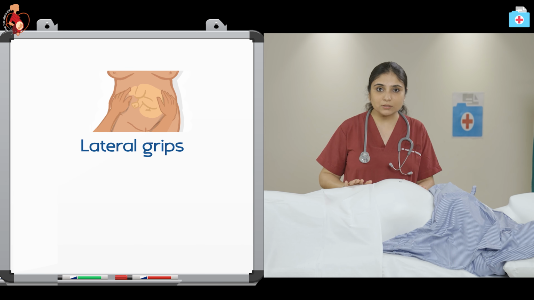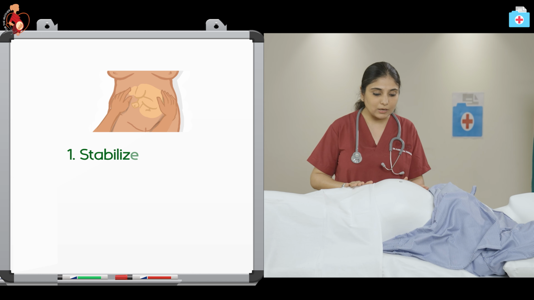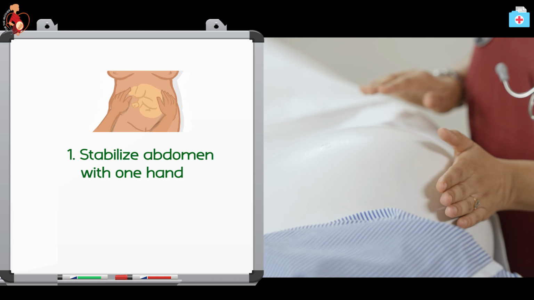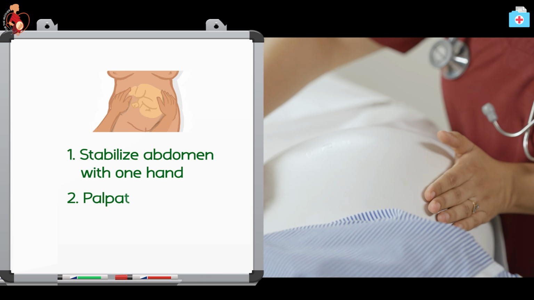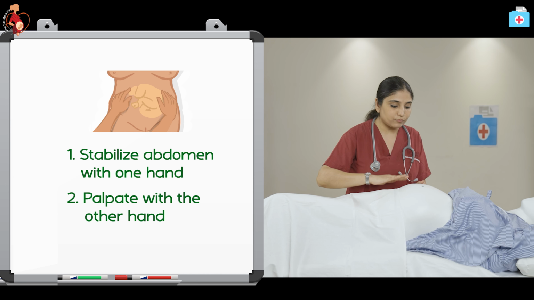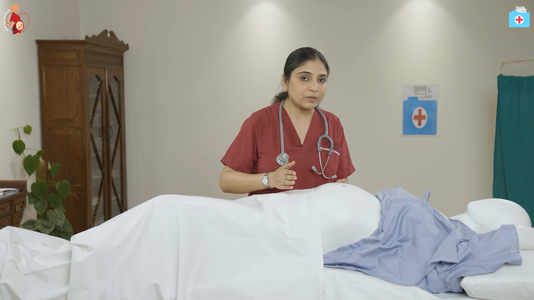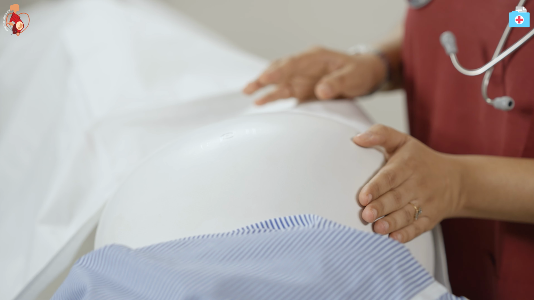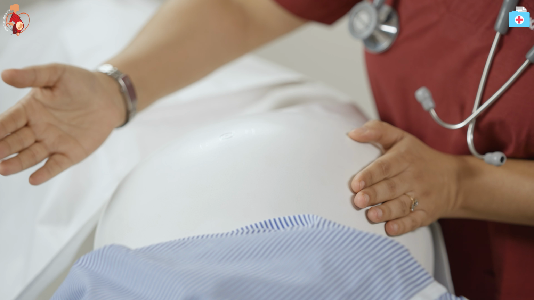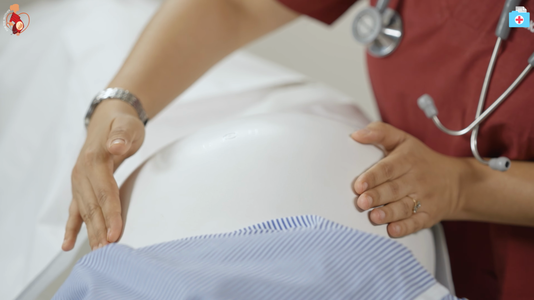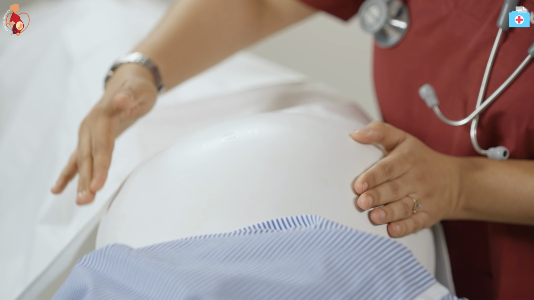For doing the lateral grips, it is very important to stabilize one part of the abdomen with one of your hands, and then palpate the other side of the abdomen with your other hand. For example, if we are doing the left lateral grip, then we will stabilize the right side of the mother's abdomen with our hand, and then gently with the tips of the fingers of the other hand, we will palpate the left side of the abdomen.